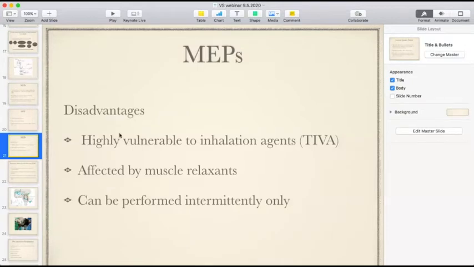The disadvantages of MEPs are that they are highly vulnerable to inhalation agents, and that's why total intravenous anesthesia is recommended. They are affected by muscle relaxants and can be performed only intermittently, unlike SSEPs, which can be performed continuously.